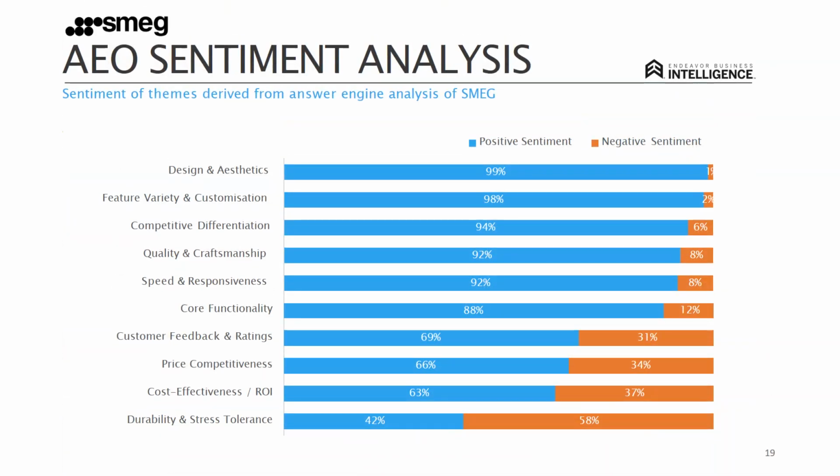We break down sentiment by functional themes, from design and quality to price and durability. This level of detail allows you to see where your reputation is strongest and where targeted content or communication can help shift perceptions in AI-generated answers.